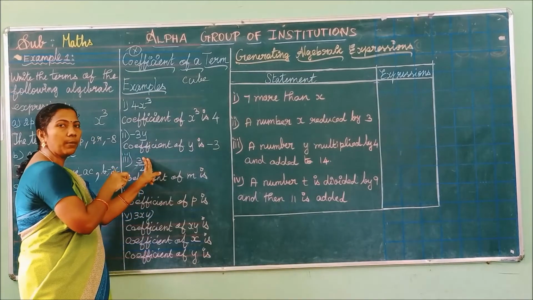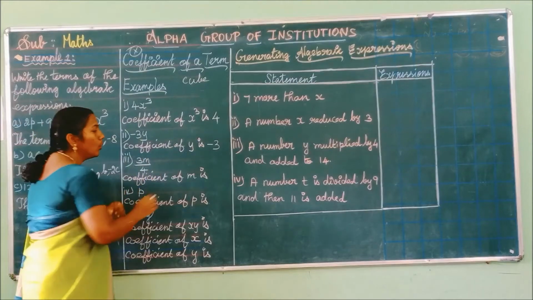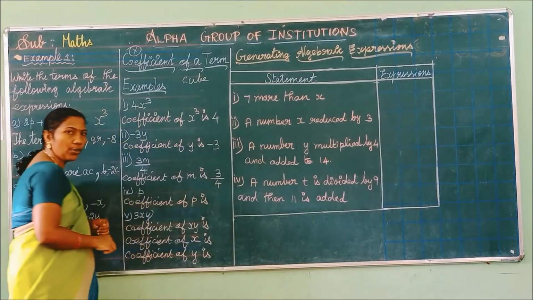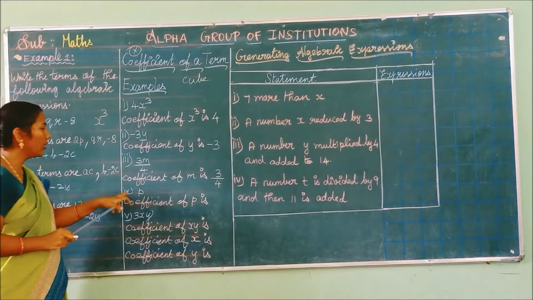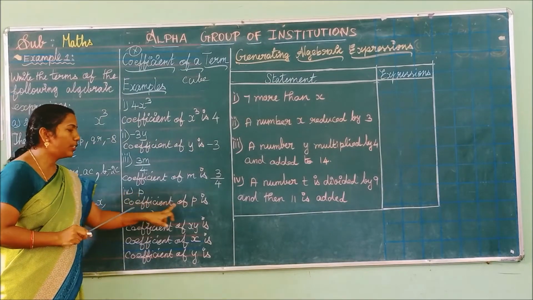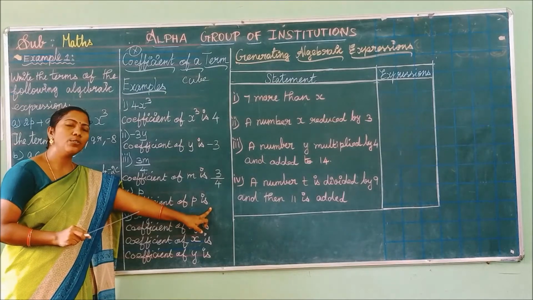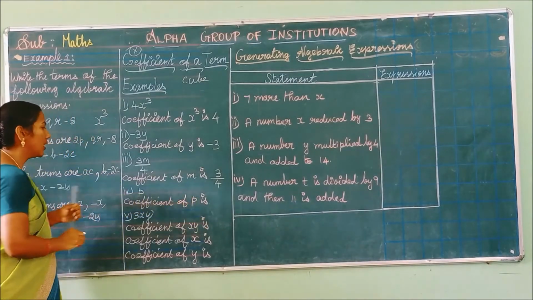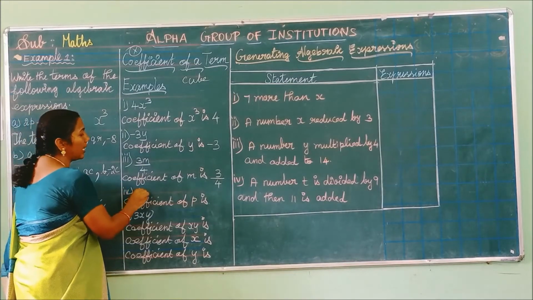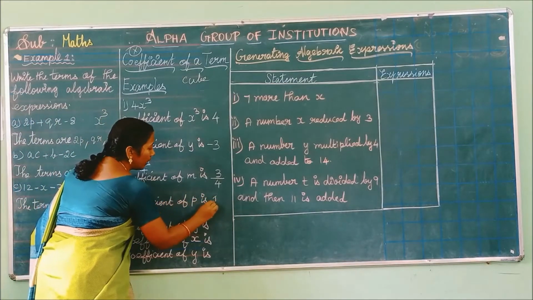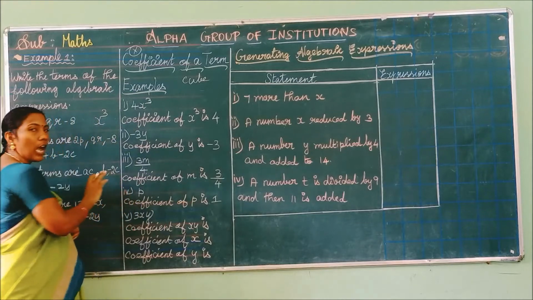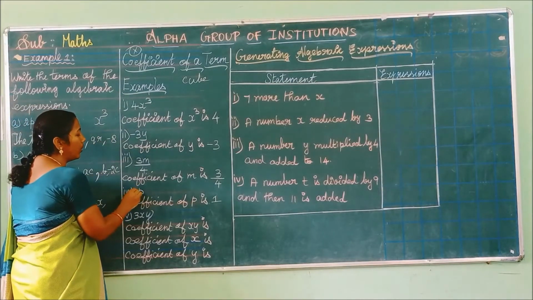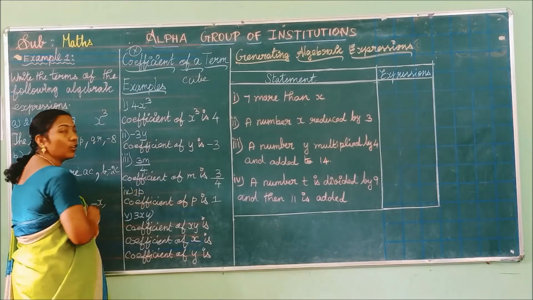So what is the remaining number? 3 by 4. So the coefficient of m is 3 by 4. Do you understand? See the next one, p. The coefficient of p is... so what should be the coefficient of p? Do you have any idea? Yes, the coefficient of p is 1. If any variable comes alone, it is understood that in front of that variable you have the coefficient 1.